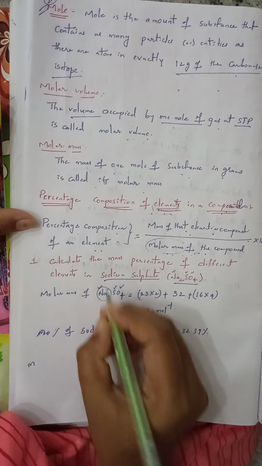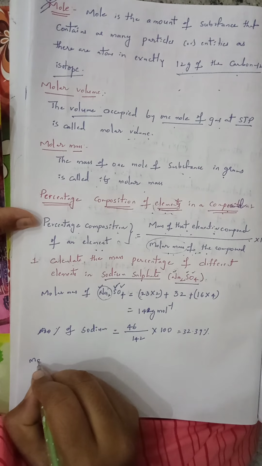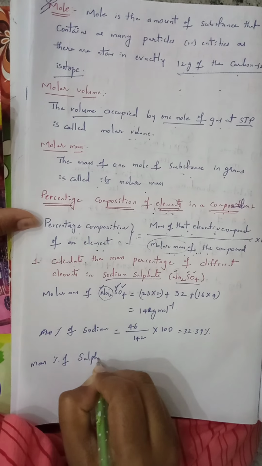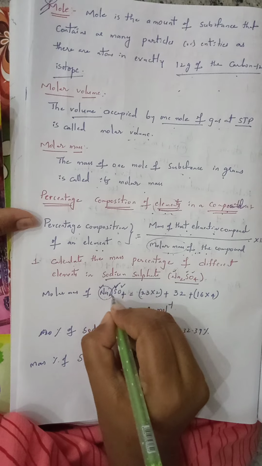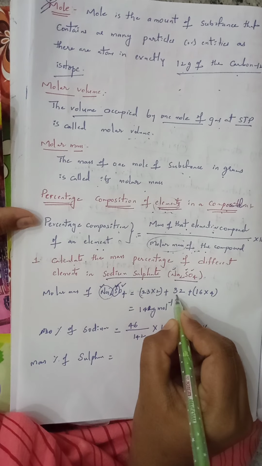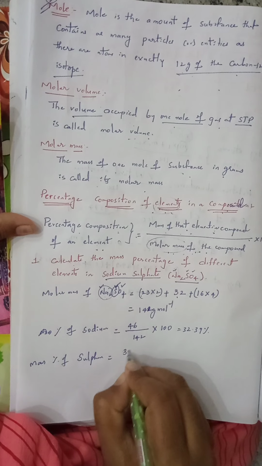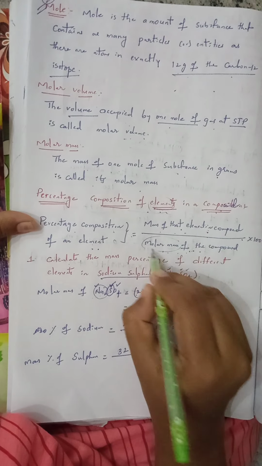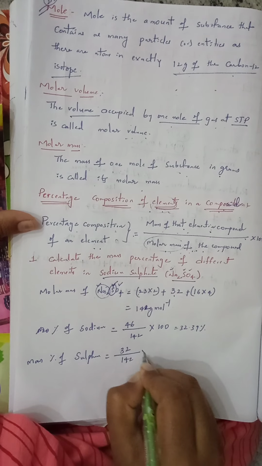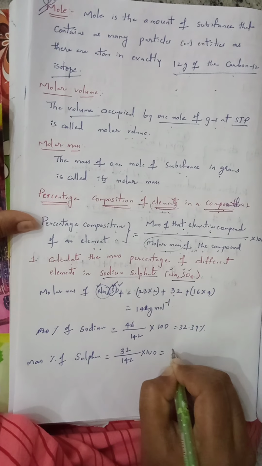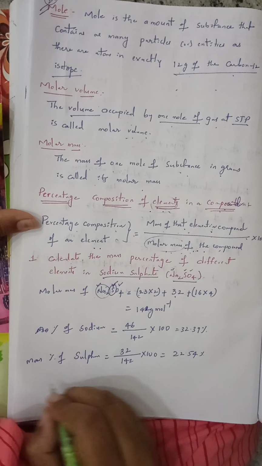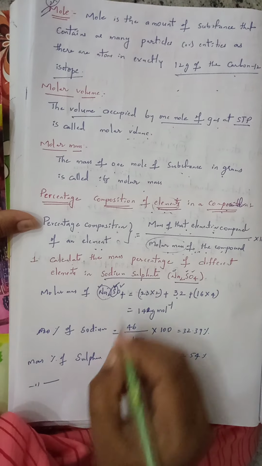Then we want to find out the second element, that is the mass percentage of sulfur. Mass percentage of sulfur is equal to its weight in the compound, that is just 32, divided by molar mass of the compound, 142, into 100, that is equal to 22.54%.